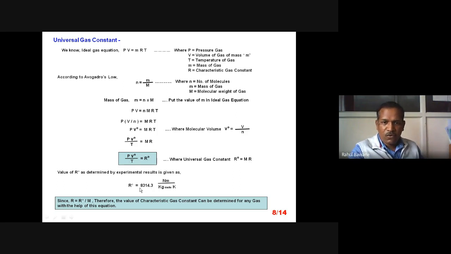Now if it is the same for all the gases, then how are we going to get different values for different gases? Because the universal gas constant actually has a relation with the characteristic gas constant: R is equal to the universal gas constant divided by molecular weight. So from this, there is no need to remember the individual characteristic gas constant value. With the help of the universal gas constant, we come to know its value.